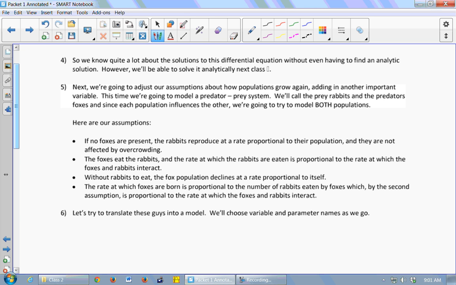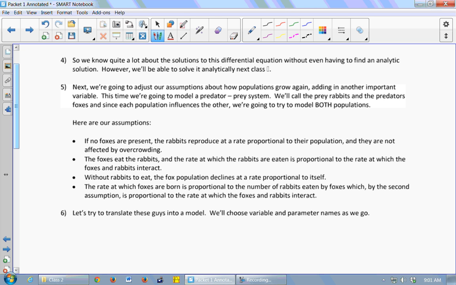Okay, so next we're going to adjust our assumptions about how populations grow again, adding another important variable. This time we're going to look at a predator-prey system. We call the prey rabbits and the predators foxes, and since each population influences the other, we have to try to model both of them at the same time. So we have to write an equation for each population. Here are our assumptions, a little bit more complicated.